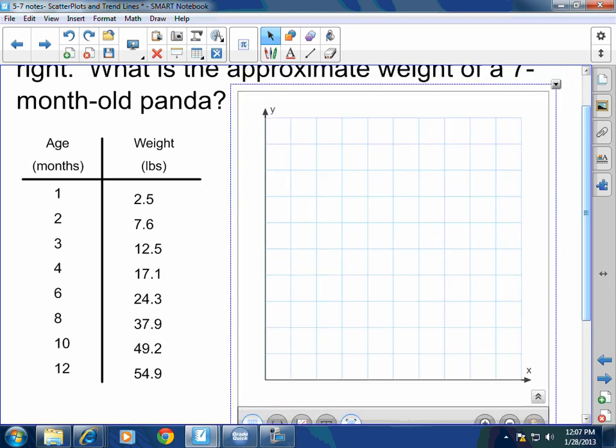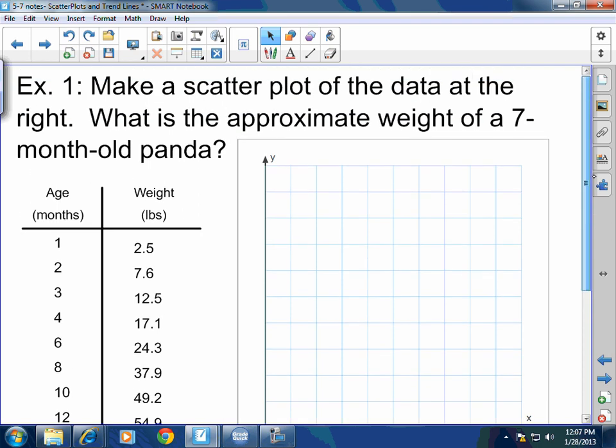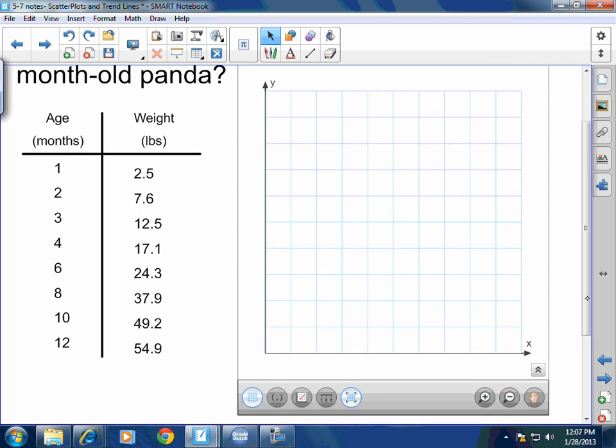Let's read the problem, and then let's get to it. It says here, gentlemen, make a scatter plot of the data below. What is the approximate weight of a 7-month-old panda? They have the months, the age, and the weights of different pandas at different ages. I want to be able to make a prediction. So if I'm going to make a prediction, I'm going to be extrapolating. That means that I have to create an equation with all of these values.